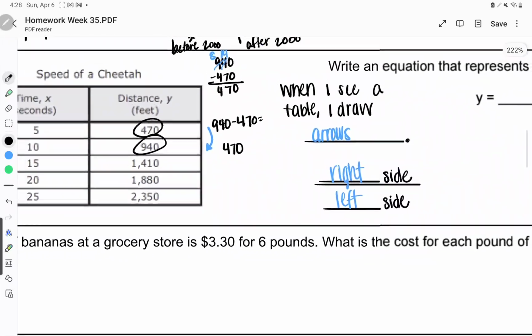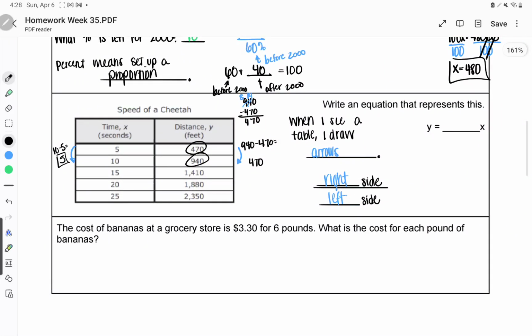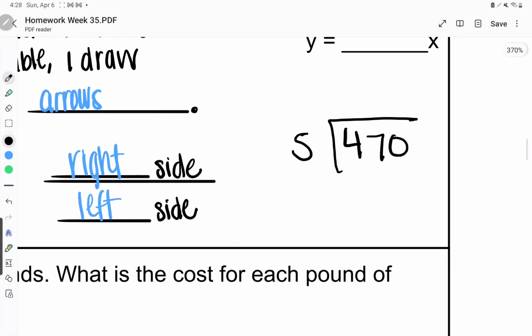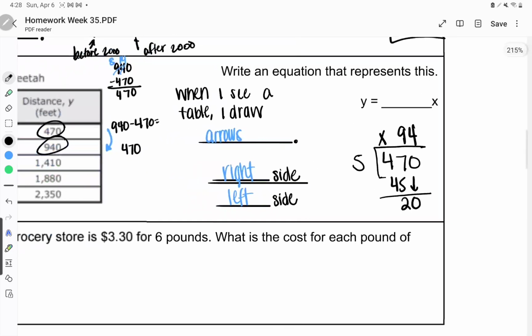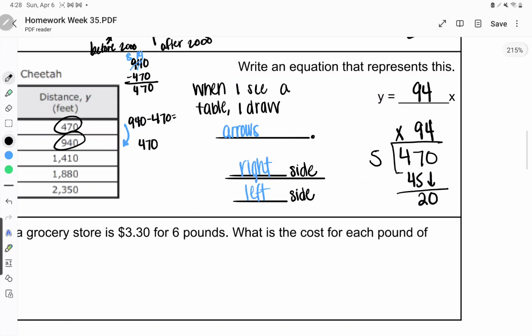Then I just do right side divided by left side. So I would do 470 divided by 5. 5 does not go into 4, but it goes into 47 9 times. 9 times 5 is 45, so I write down 45 and subtract. 47 minus 45 is 2. Drop down that 0, and then 5 goes into 20 4 times. So this would be y equals 94x.